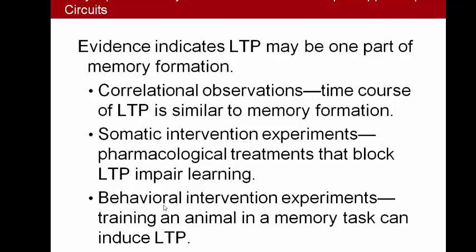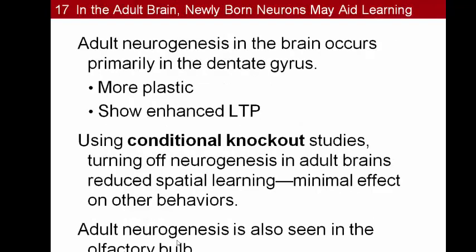And then also with the behavioral intervention, so this is an experiment where you're changing something in the environment to see if you can change something biological. When you train an animal, that can cause long-term potentiation to happen. So certainly there's evidence to suggest that there's a close connection here, although I'm sure more research will continue to be done on that. Okay.